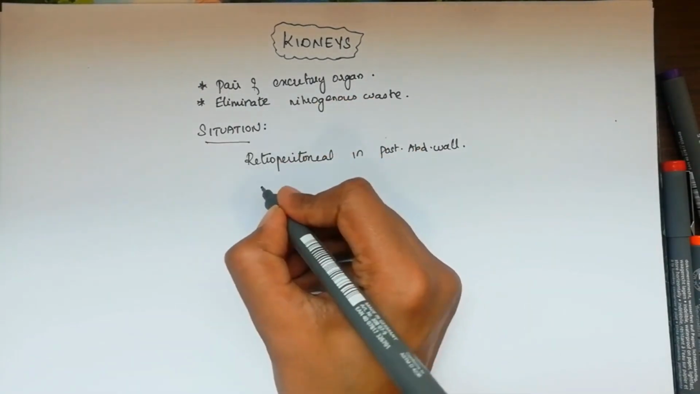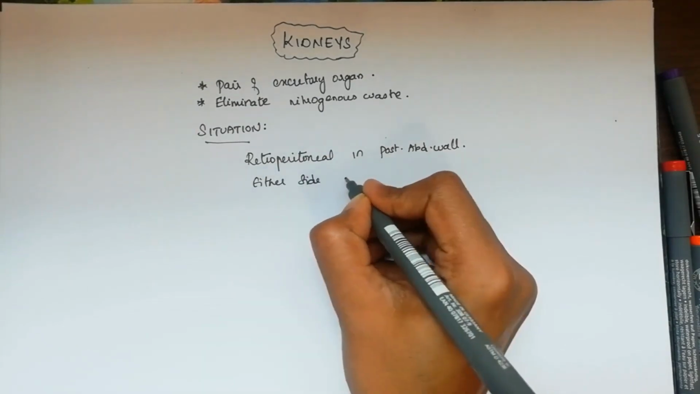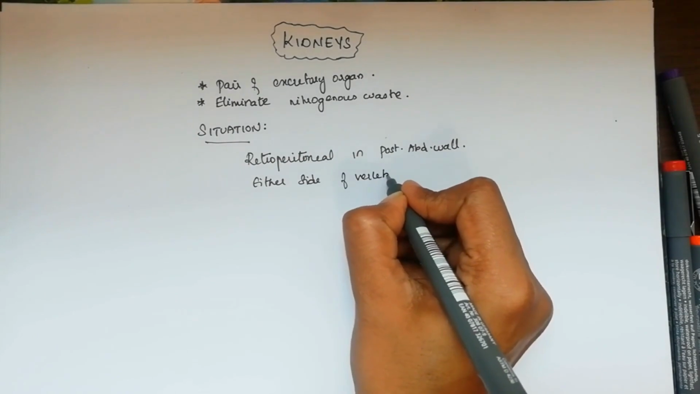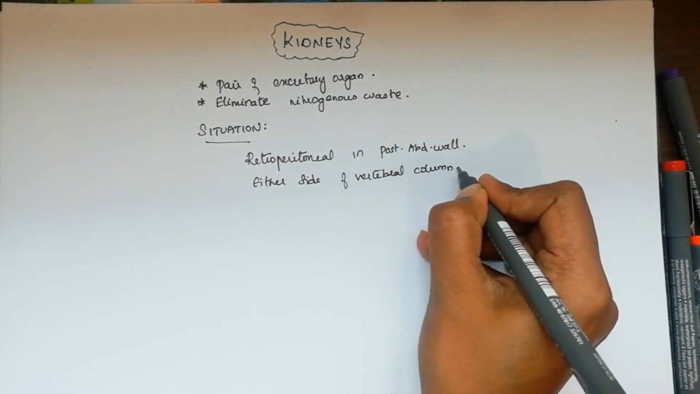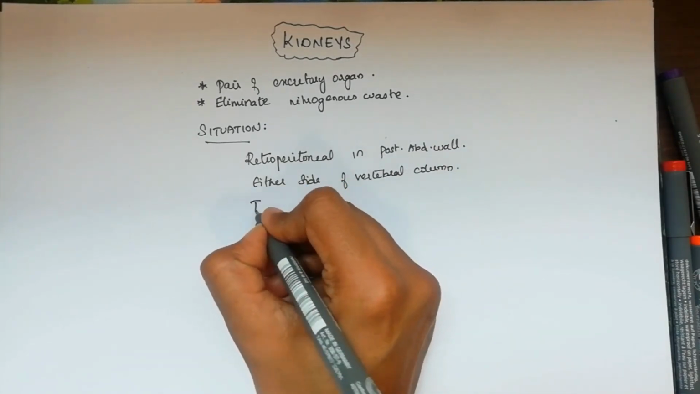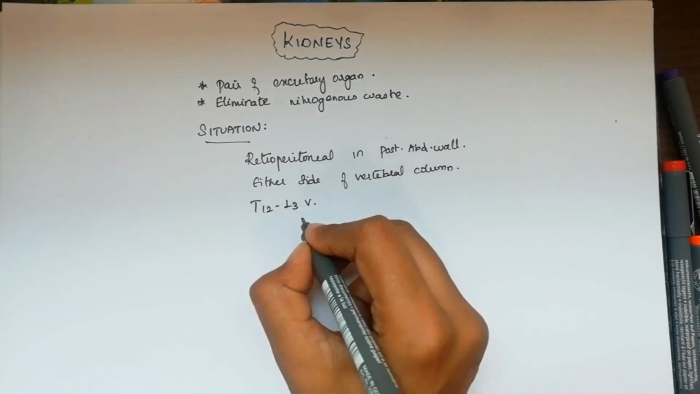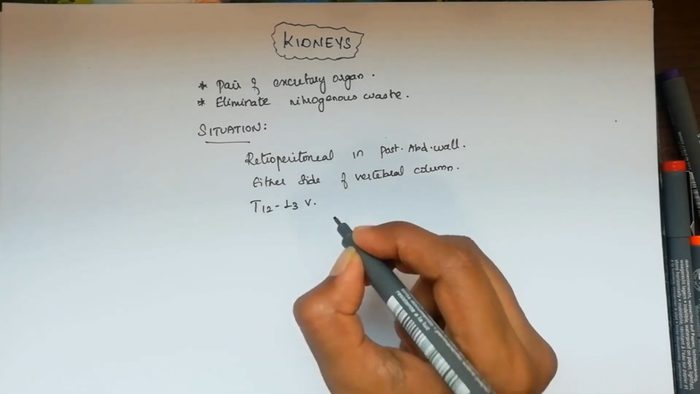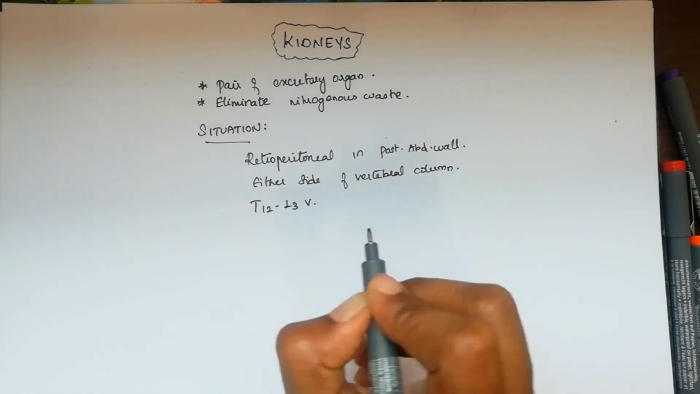So it is seen on either side of the vertebral column. So on either side of the vertebral column we have got this organ, and the extent of this kidney is from T12 to L3 vertebral level, and compared to the right kidney, the left kidney will be at a higher level, that I will show you in a picture.